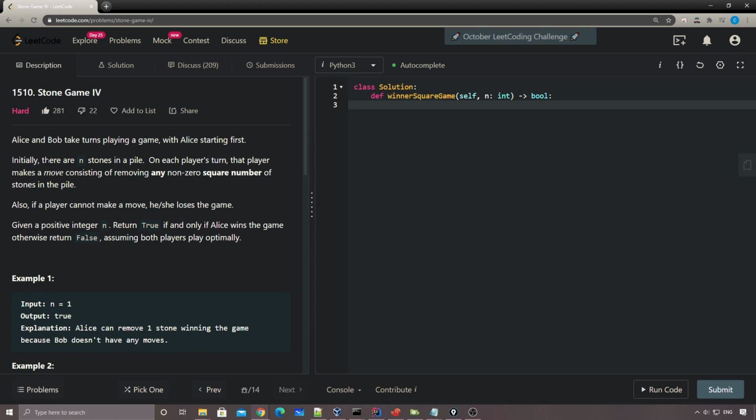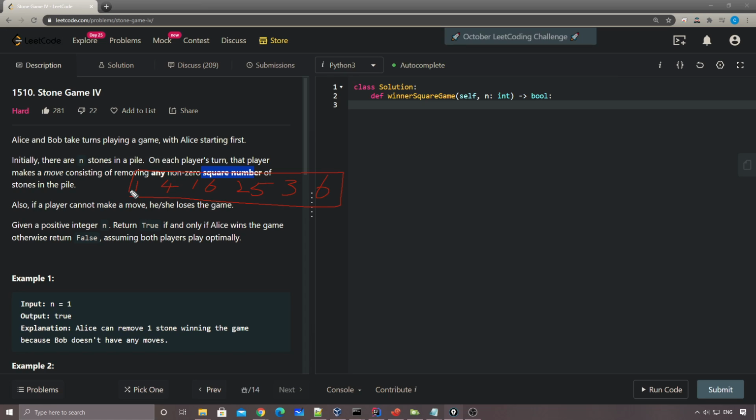So now this time they're not picking the stones. Instead, they're trying to remove the number of stones. And the rule of removing the stones is they can only remove a square number of stones, which means that they can only remove 1, 4, 9, 16, right? And then 25, 36. So those are the options they have to remove the current stones.